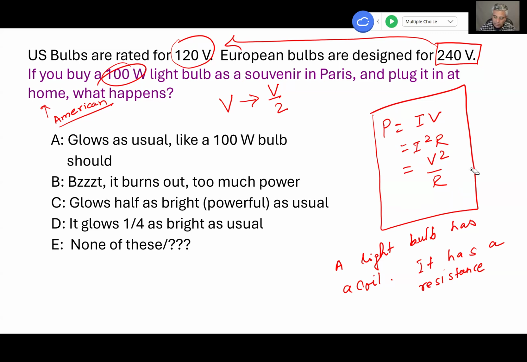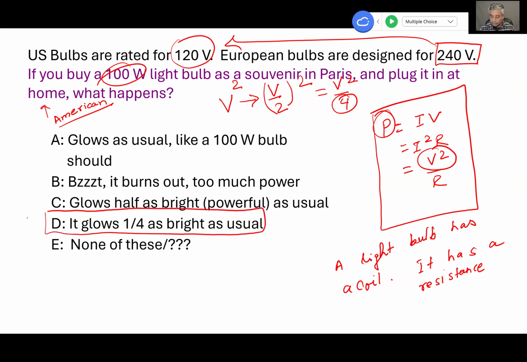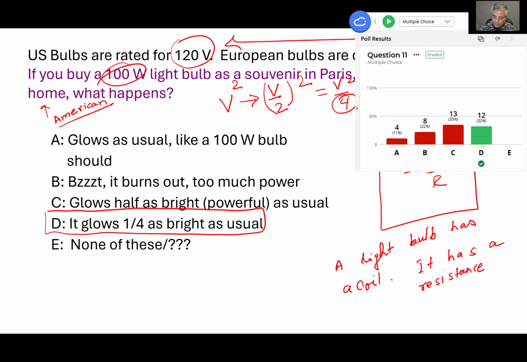So now, how to find power? We need V squared. So V squared means this is squared, means V squared over 4. So it looks like the power is going to be a quarter because voltage decreased to half. Our outlet is providing only half of the voltage that the Paris outlet provides. So because of that, power now received by that light bulb is going to be a quarter. So yes, D is the correct answer in this case.